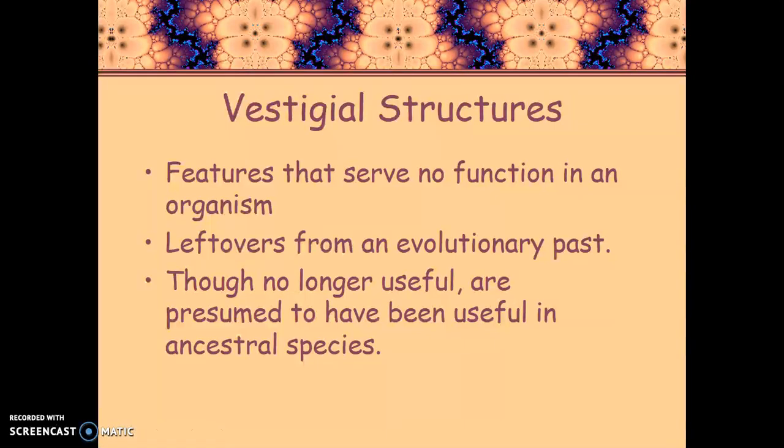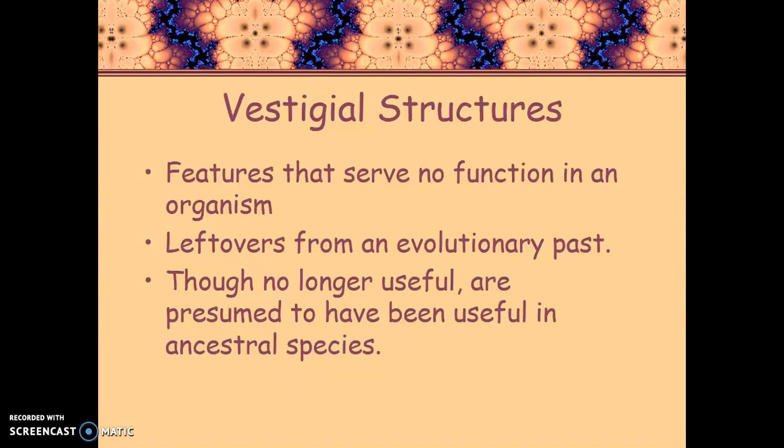Another evidence is a vestigial structure. A vestigial structure is something that is found in a modern day organism that serves absolutely no purpose. It does nothing for the organism. So why do we have it? Well, because it's a leftover from our evolutionary ancestor. It was useful to our ancestor, but over time, as natural selection acted on us, it wasn't necessary for us to need that structure anymore. And so our body stopped focusing on it and stopped coding for it.